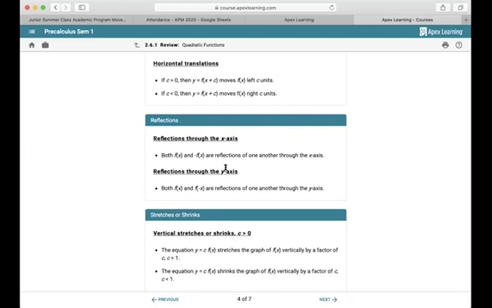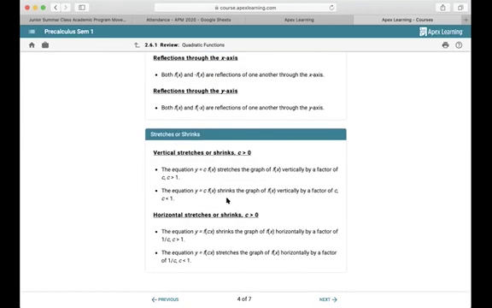If we've got f of negative x, now the negative sign is inside, right? So we're taking now negative x. That's through the y-axis. Your y-axis is going vertically. So you have your function, and then you take it and you flip it across the y-axis.